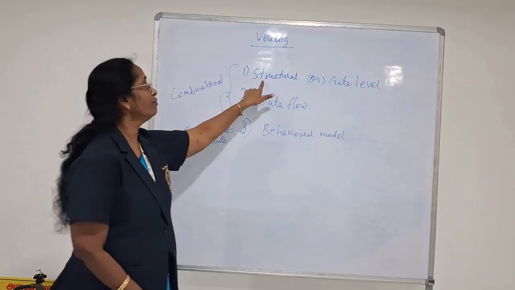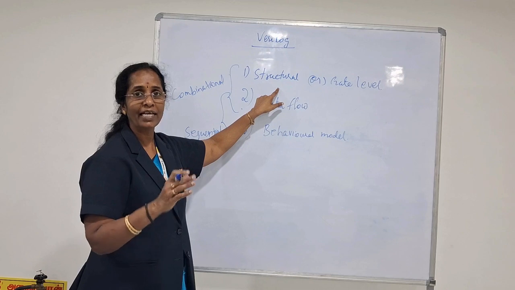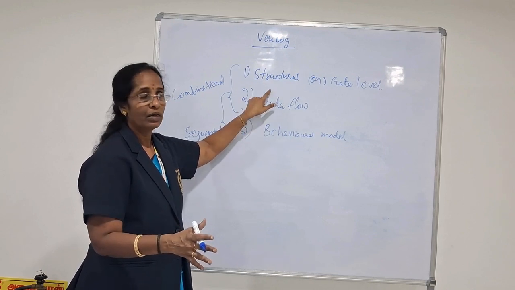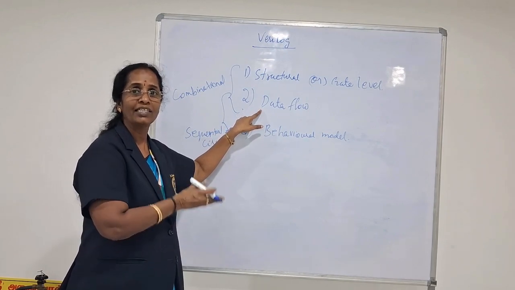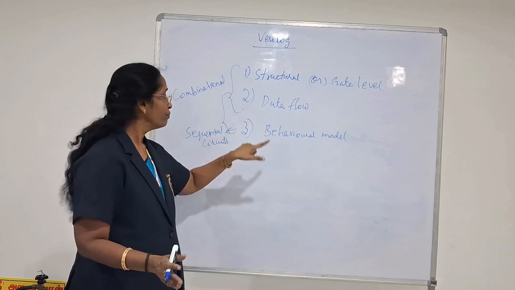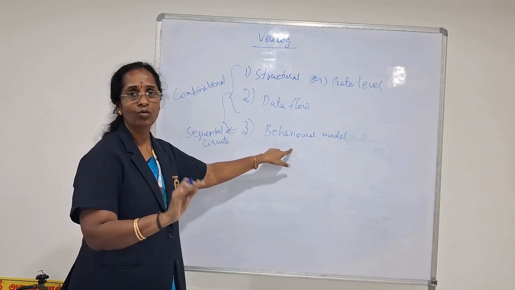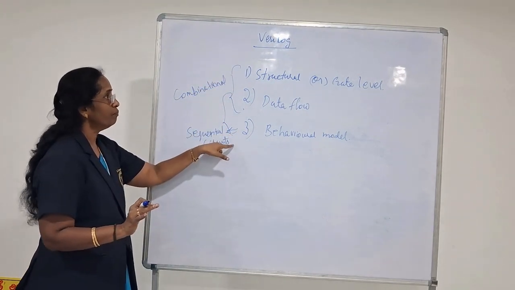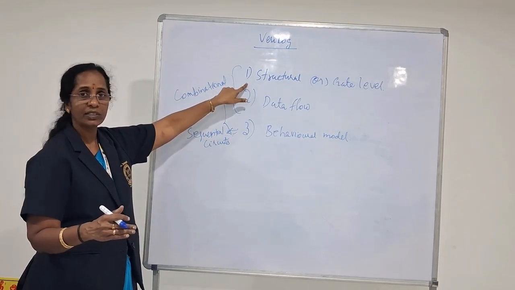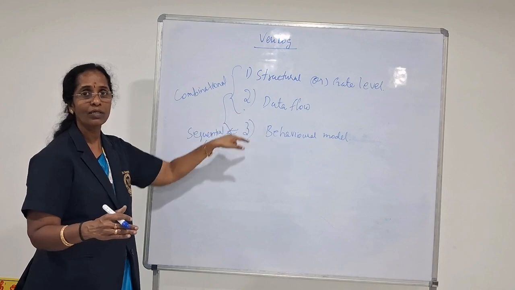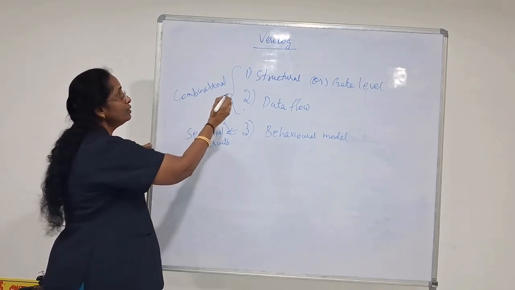From the name itself we can tell the structural or gate level model: the names of the gates will be explicitly described in the coding. And data flow indicates how the input values are propagated to the output. And this is the behavioral model: from the truth table itself we can write the coding. Among these three, there are no standard rules whether we have to follow structural, data flow or behavioral. A combination of these can also be used in this Verilog coding.